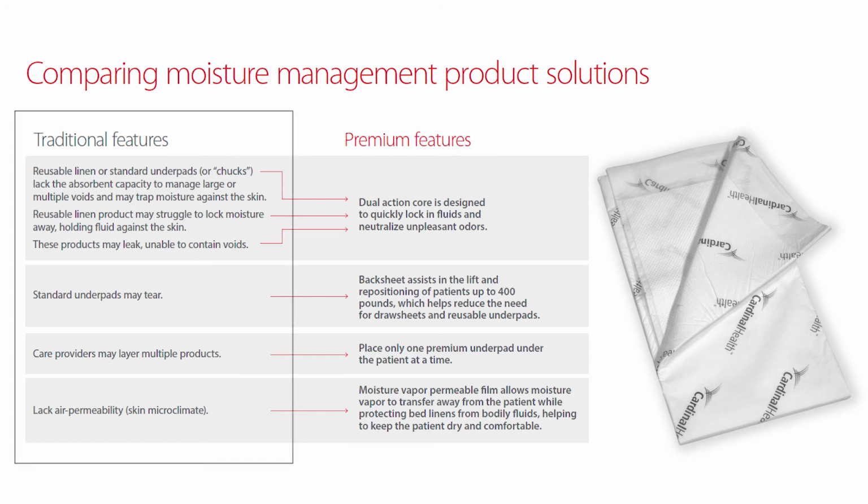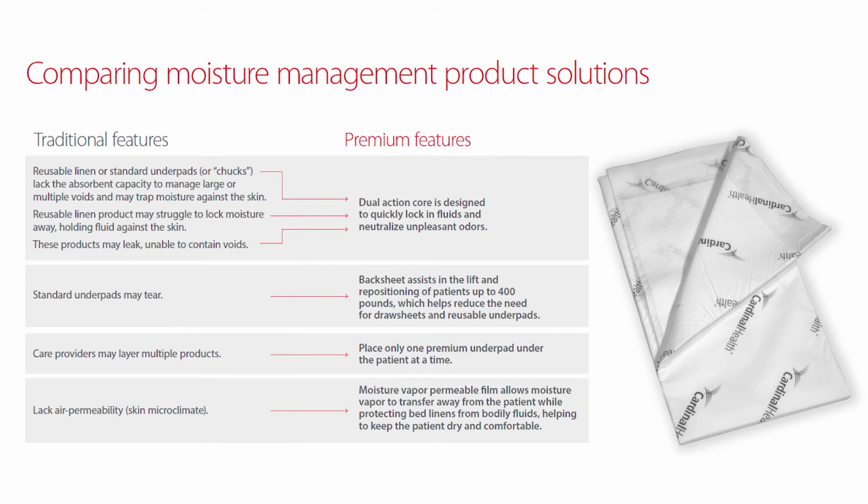Moisture management products can be the solution to incontinence-associated dermatitis. Traditionally, incontinence was managed with reusable linen products and standard underpads or chucks. However, reusable linens tend to struggle to lock in moisture and prevent fluid from touching the skin. They may leak and thus are unable to contain moisture. Standard underpads may tear. They do not wick away moisture, and care providers frequently layer multiple products. Remember that these products lack air permeability.